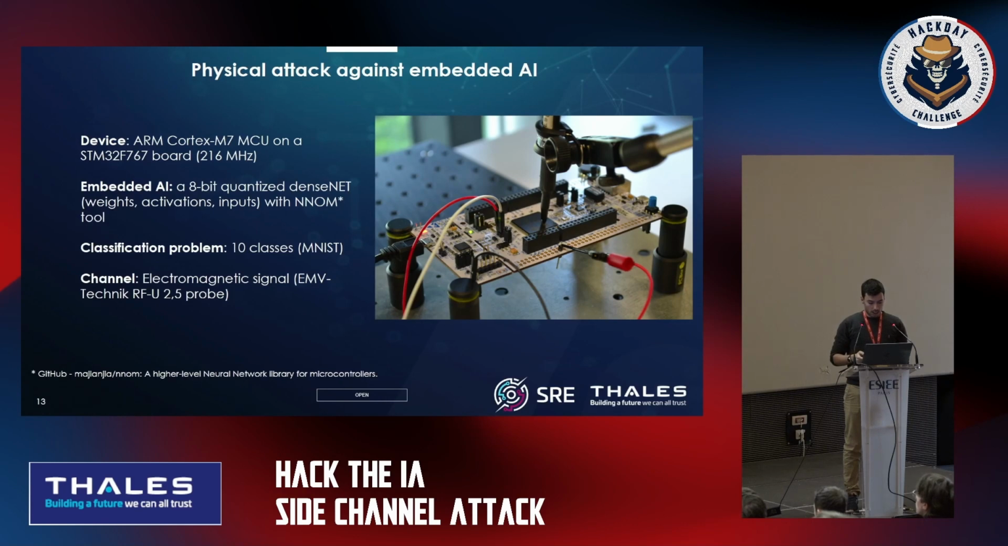And to capture the physical property of our embedded system, we use an EM probe. The EM probe can be seen here, and thanks to this EM probe, we capture the signal that is emitted from the device, and inside this microcontroller, we have our neural network. So this is exactly how we set up our experiment.